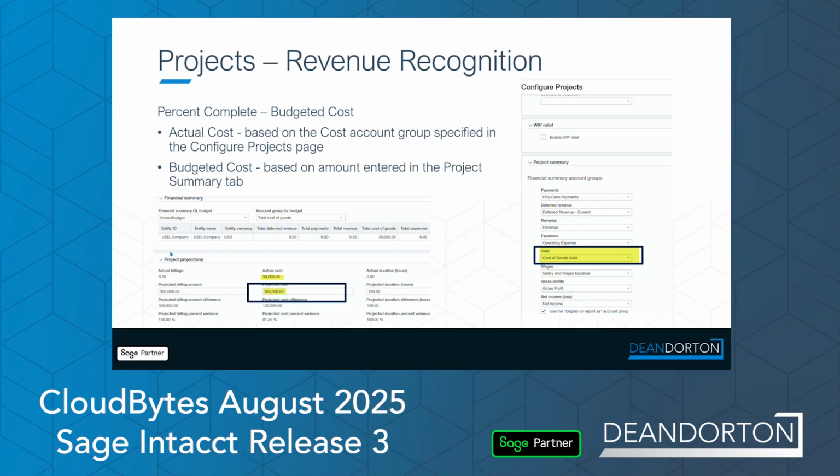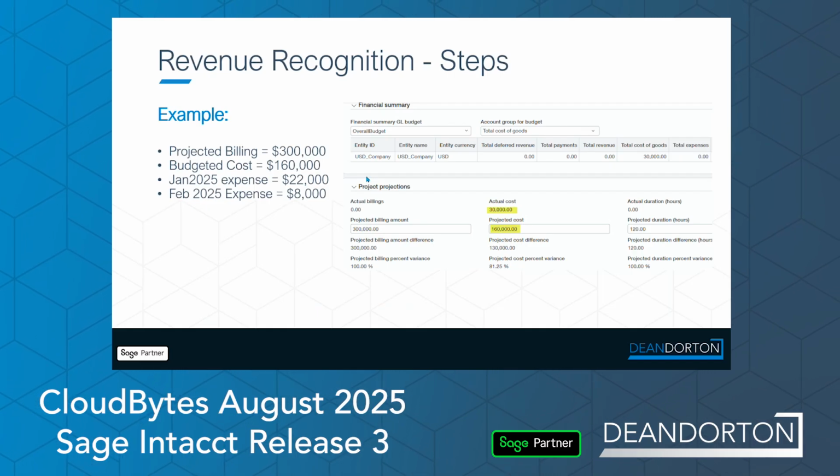Again, this is running through and looking at it's based on the cost account group specified in the configure project screen. This one right here, configure projects in this screen. And then the budgeted cost is laid out on the individual project screen. So those are the numbers that it's going to use in order to do the calculation.